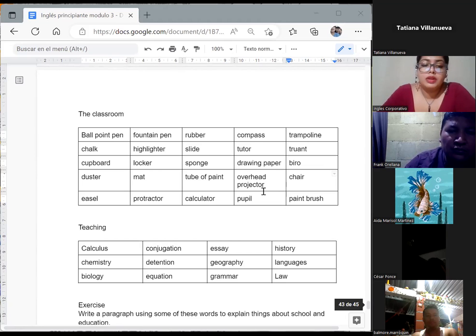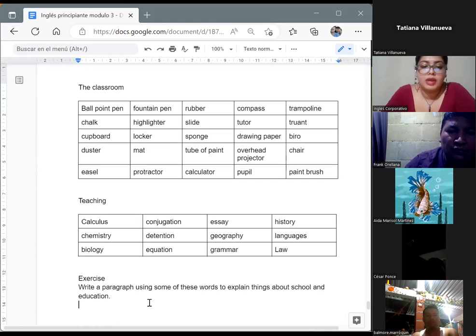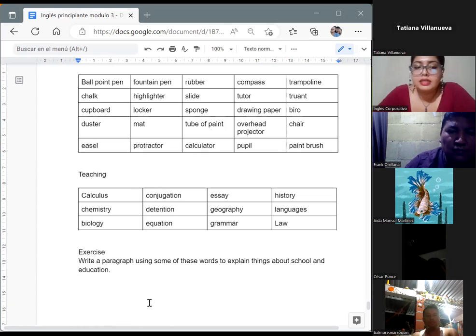So now, we are going to see here that we have an exercise that is write a paragraph using some of these words to explain things about school and education. Vamos a escribir un pequeño párrafo, unas tres líneas, cuatro líneas a lo mucho, usando algunas de esas palabras que tenemos en el documento para explicar algo sobre la escuela y la educación en general.